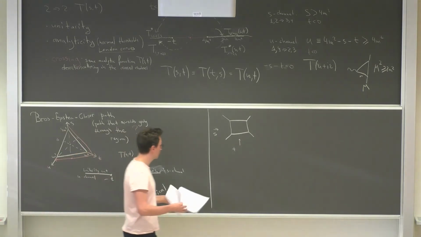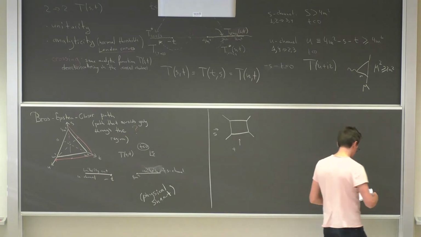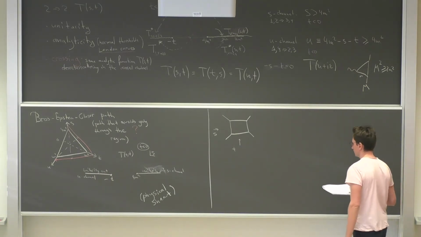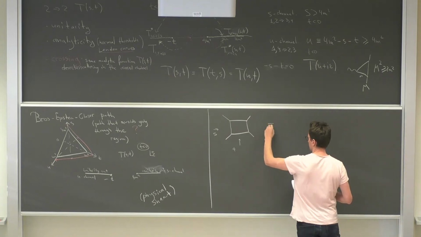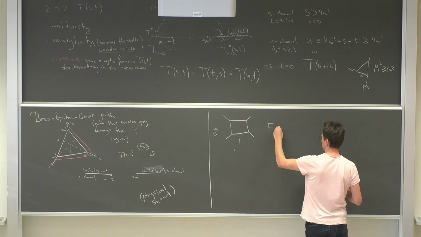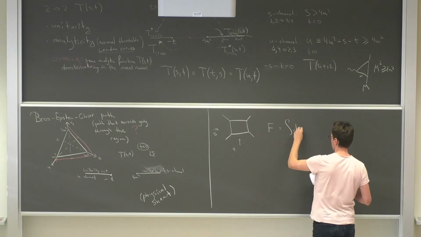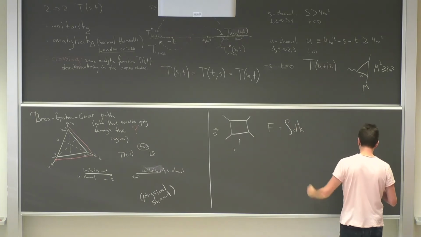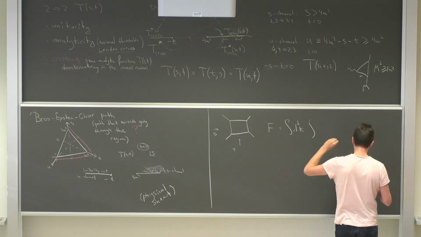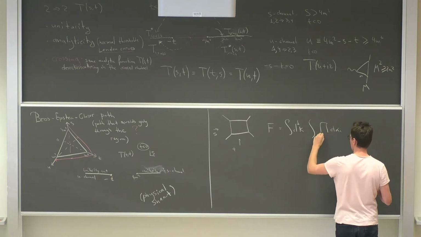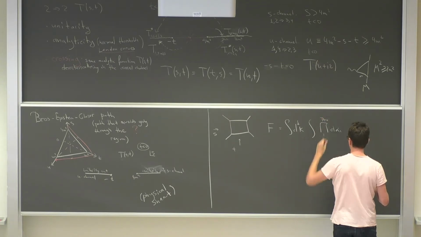So let me start with this graph, and in fact, let me write it schematically, some integral over loop momentum, and then we can introduce Feynman parameters. The number of propagators here will be 4.